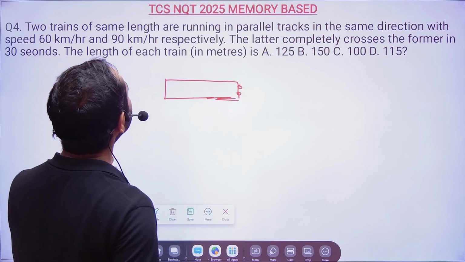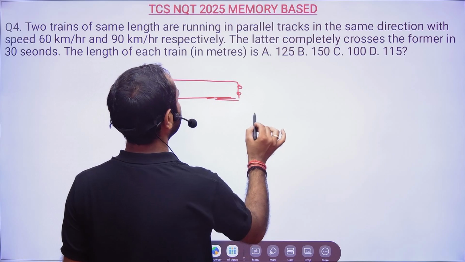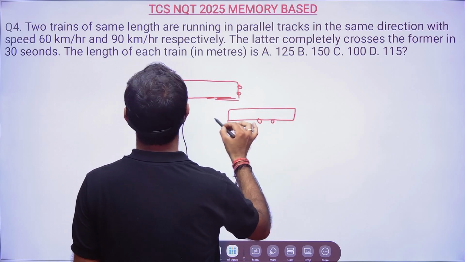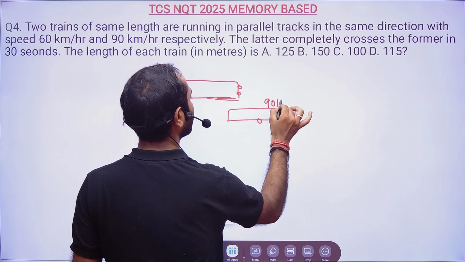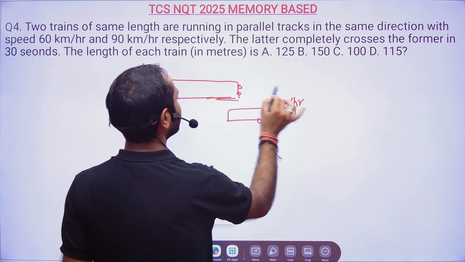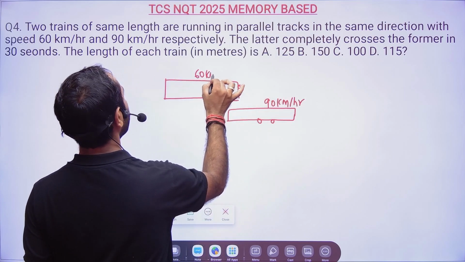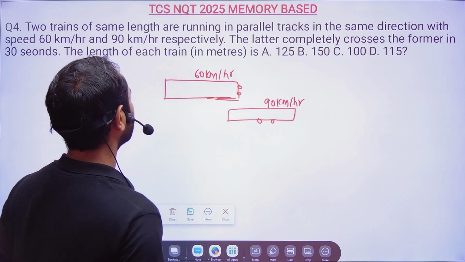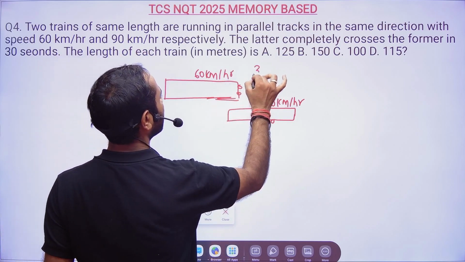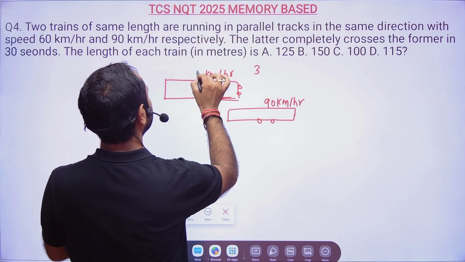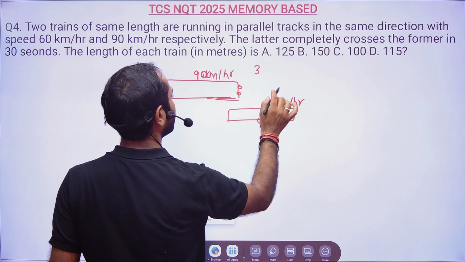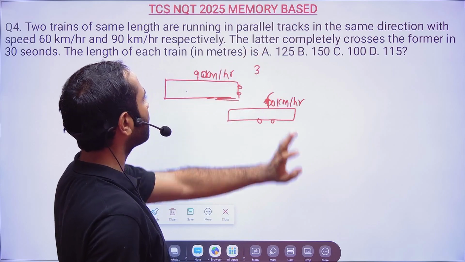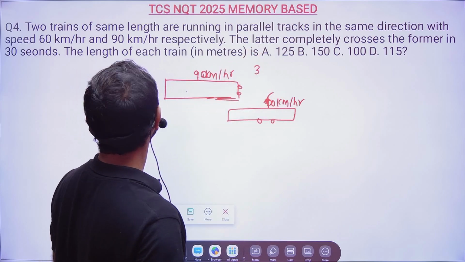Two trains of same length are running in parallel tracks in the same direction. So let's say this is a train, parallel track. One speed is 90 km per hour and another one speed is 60 km per hour. The latter completely crosses the former in 30 seconds. So I will take this as 90 and this is 60.